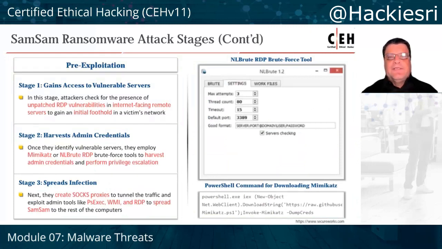SamSam ransomware attack stages continued in more detail. In the pre-exploitation phase, stage one, we gain access to vulnerable servers. In this stage, attackers check for the presence of unpatched RDP vulnerabilities in internet-facing remote servers to gain an initial foothold in the victim's network.